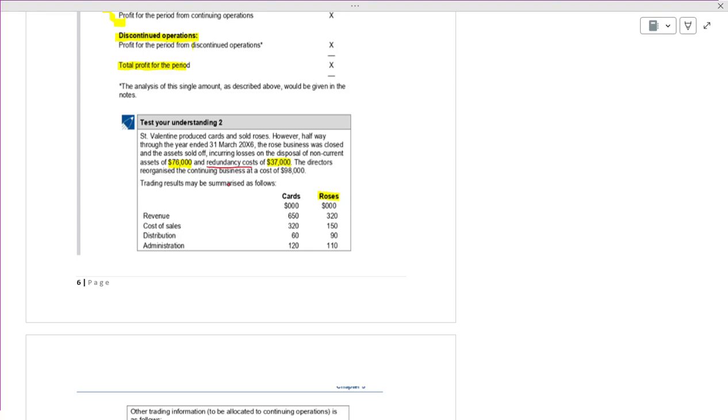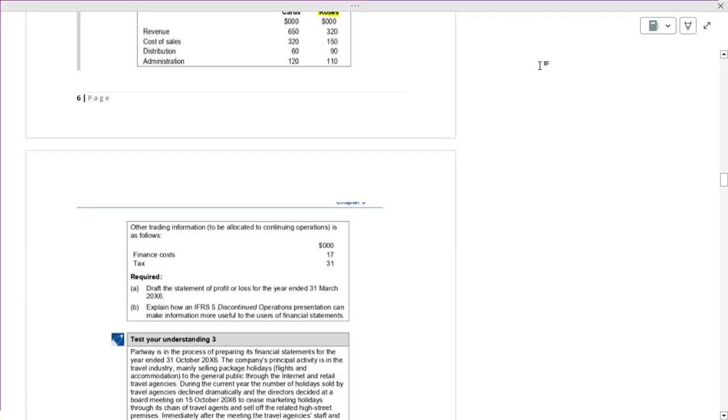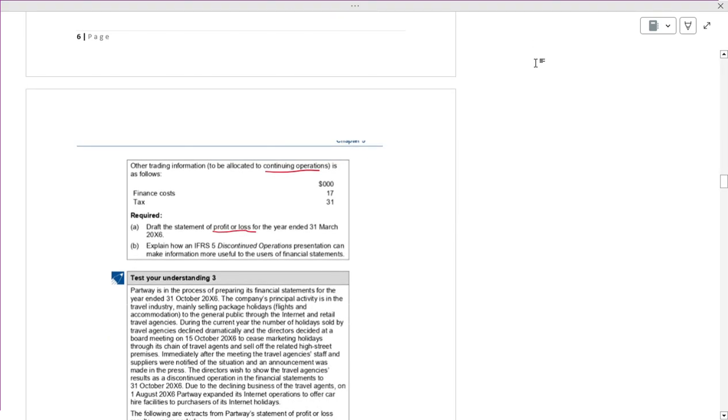The directors reorganize the continuing business at a cost of 98,000. Now they have given other trading information to be allocated to continuing operations as follows. This is for continuing operations: 17 and 31. Draft a profit and loss account for the year and explain IFRS 5 in terms of discontinued operations. Are you clear about this?